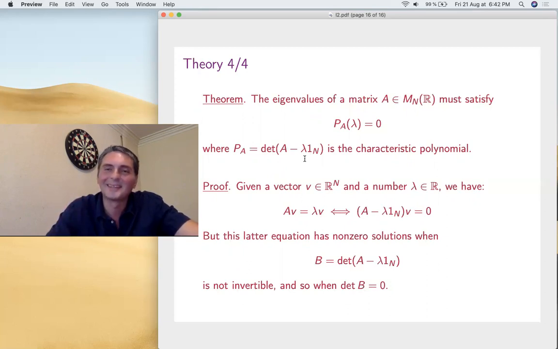Okay, so very important. All these determinant things are useful for many things. Basically, it's to see when a matrix is invertible or not. That's very good, and that's an excellent application of it. The eigenvalues must be roots of the characteristic polynomial.